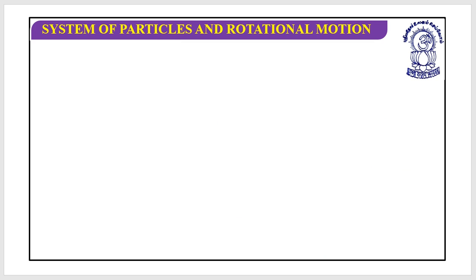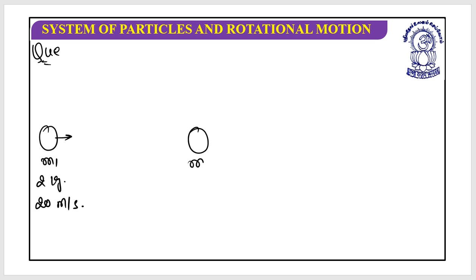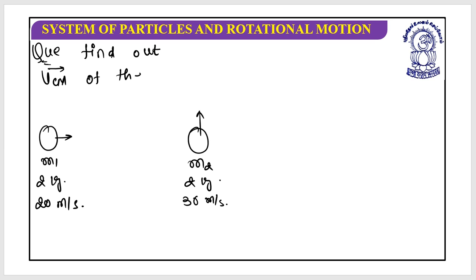Great. Now let's look at this. Suppose the question says that one object, m1, let's suppose mass is 2 kg, is moving with a speed of 20 meter per second in this direction. And another object, mass m2, let's suppose it's again 2 kg, is moving with 30 meter per second, but in this direction. So the question is, find out VCM of the given system.